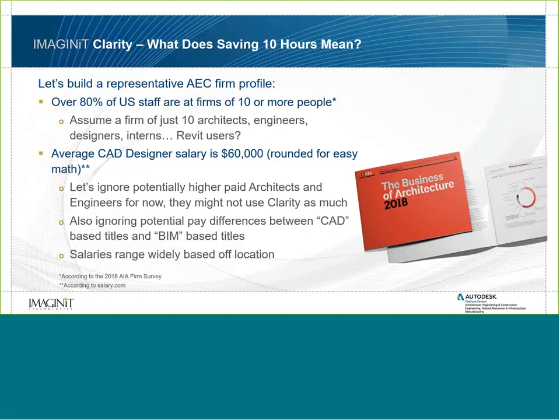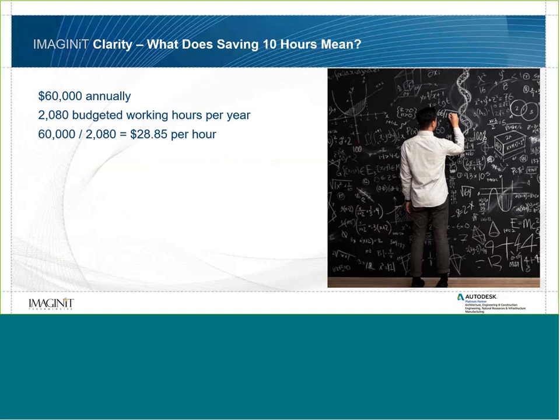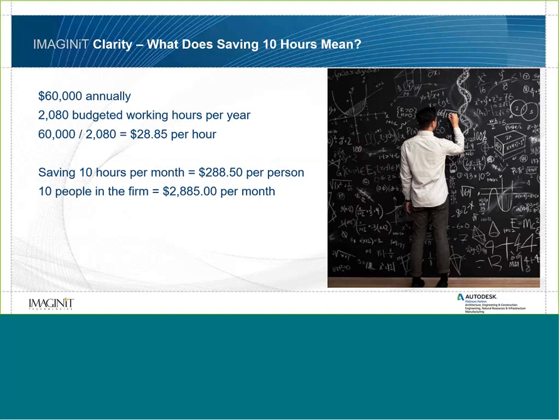So we take that and pull it off to the next piece. Great, if I'm doing all of that, again, 10 people, 60K, what does that work out to here? 60,000 annually. If you've got your average budgeted working year of 2,080 hours, with vacation and other types of things that go in there, that works out to $28.85 an hour. $28.85 an hour, saving 10 hours per month, is $288.50 per person if we're working it this way. If I've got $288.50 per person and you've got 10 people in the firm, that's $2,800, almost $2,900 per month in savings that gets rolled up into dollars.